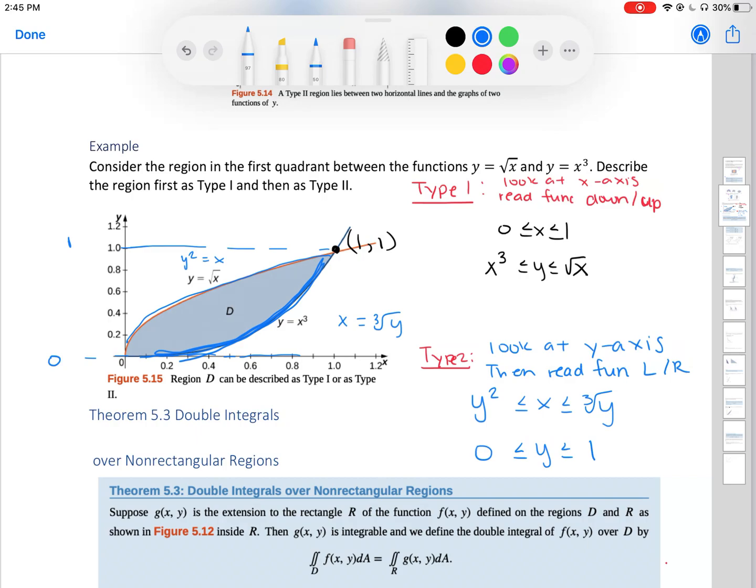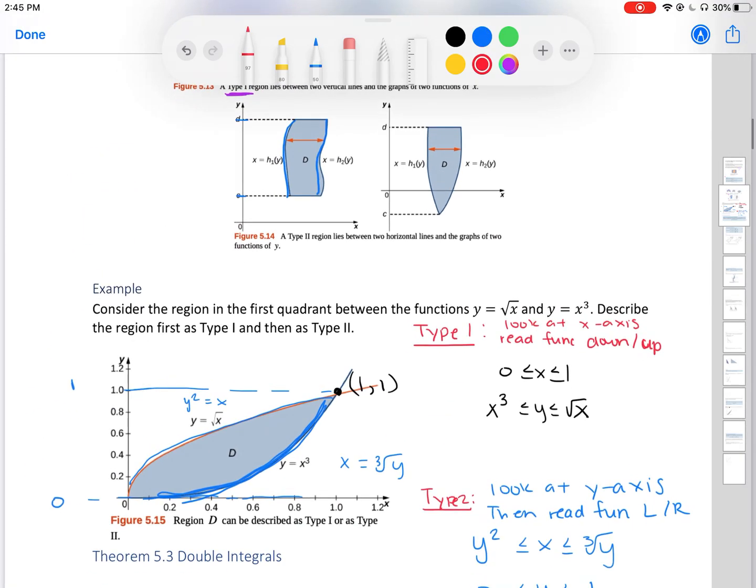Now, if you want to properly write your answer, remember to use set builder notation, and that's how your notes and your definition have it. So just to recall set builder notation, it would be curly brackets, x comma y, such that, and then your answer. So if I want to do my type 1, for example, I would write 0 is less than or equal to x less than or equal to 1, comma, x cubed is less than or equal to y less than or equal to cube root of x.